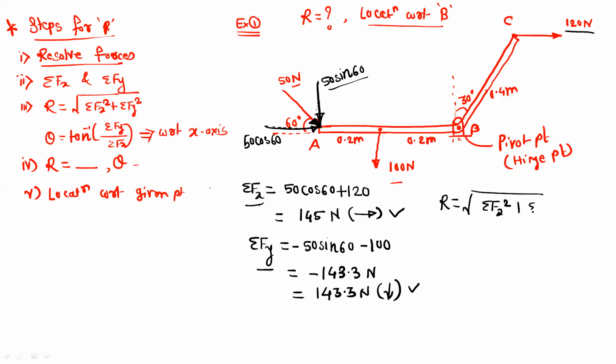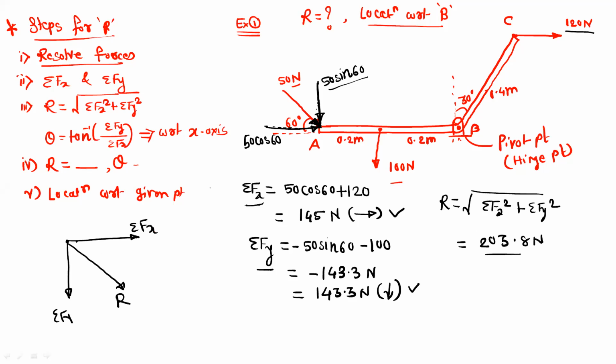Square root of summation Fx square plus summation Fy square. So this value is 203.8 Newton. Now locate the resultant. So we will assume the resultant acting in the fourth quadrant from this summation Fx and summation Fy. So this is the resultant direction. This is summation Fx. This is summation Fy. And this angle is theta.